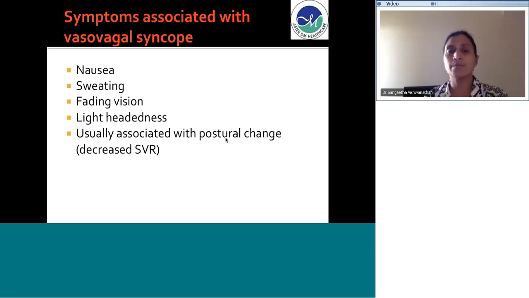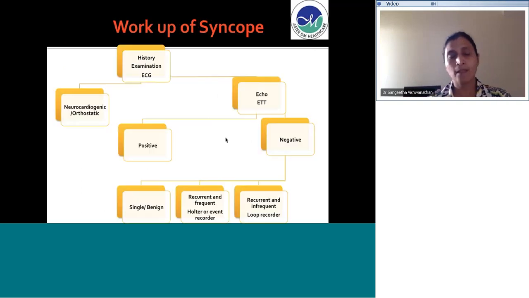So these are the usual prodromal symptoms associated with vasovagal syncope: nausea, sweating, visual haziness, lightheadedness, and usually this is associated with postural change. So how would you work up a patient who presents with syncope? The important thing is history, then examination, which includes a blood pressure measurement both in supine and standing position, and of course an ECG. Now if the history is clearly suggestive of a neurocardiogenic type of phenomenon and your ECG is normal, then you don't need to do anything further apart from reassurance and treatment in the extreme cases.